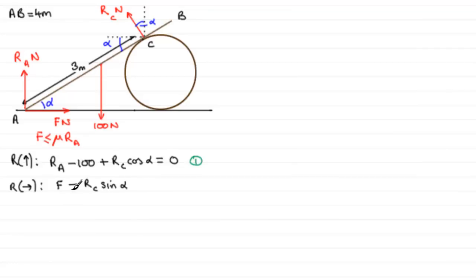And that is our resultant force on the plank in the horizontal sense. And because it's in equilibrium, it's going to equal 0. And again, we'll put this equation on hold. Call it number 2.